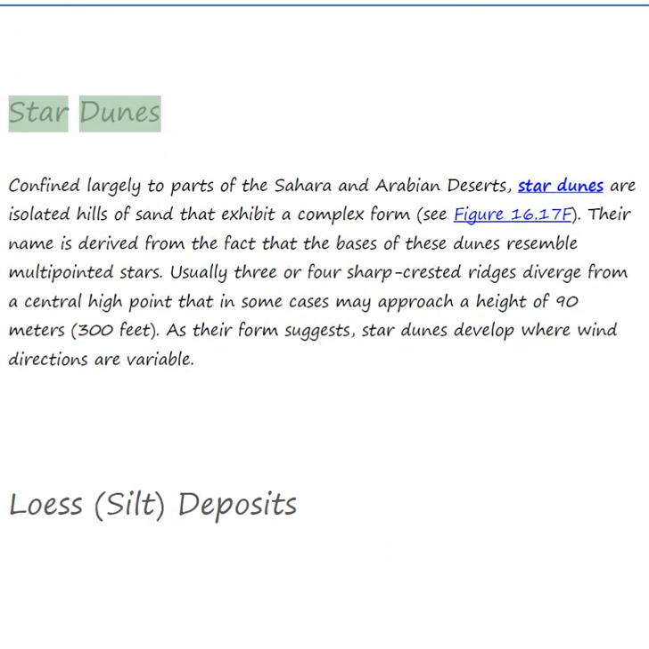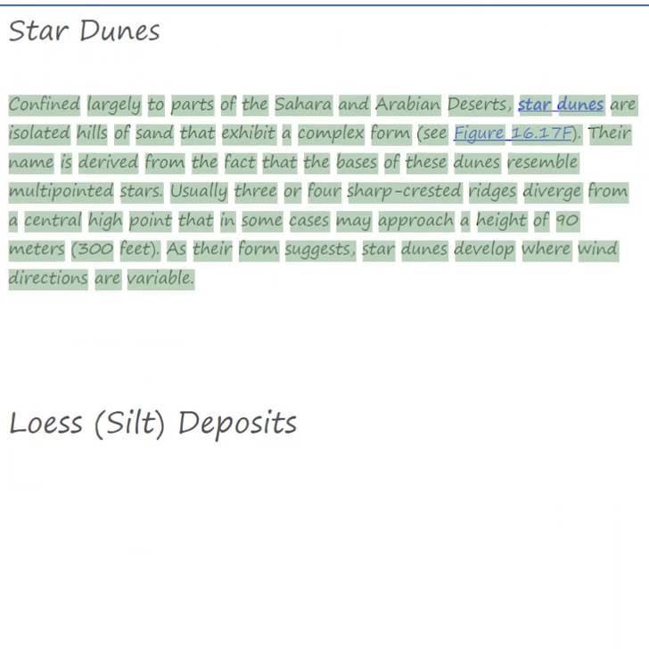Star dunes. Confined largely to parts of the Sahara and Arabian deserts, star dunes are isolated hills of sand that exhibit a complex form. Their name is derived from the fact that the bases of these dunes resemble multipoint stars. Usually 3 or 4 sharp-crested ridges diverge from a central high point that in some cases may approach a height of 90 meters. As their form suggests, star dunes develop where wind directions are variable.